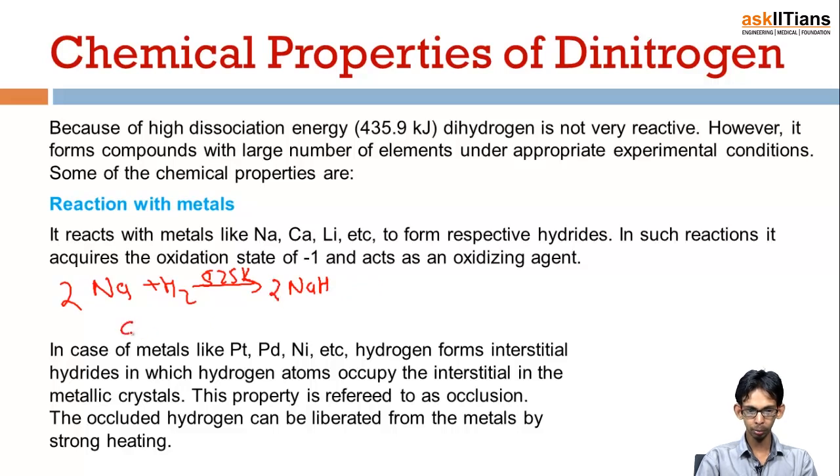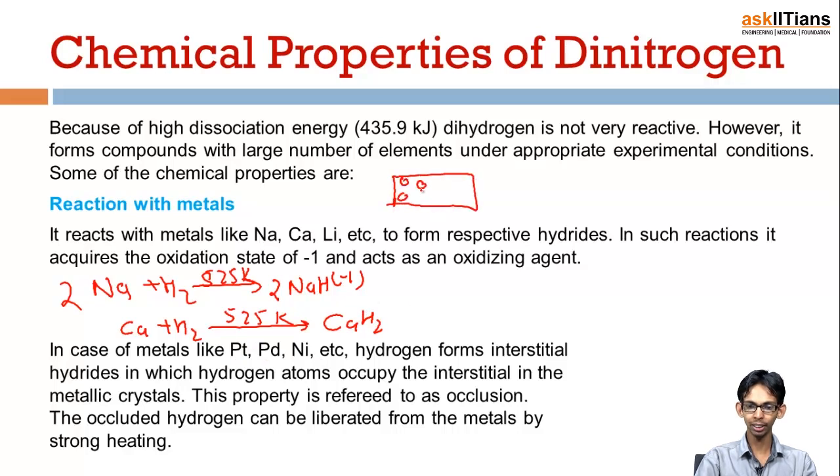Similarly, calcium reacts with dihydrogen at 525 Kelvin to give CaH2, and here the oxidation state of hydrogen is -1. In the case of metals like platinum, palladium, nickel, they have interstitial spaces in the crystal lattice, and hydrogen can fill these spaces to form interstitial compounds. A special term is used for this, which is occlusion, and the occluded hydrogen can be liberated from the metal easily by strong heating.